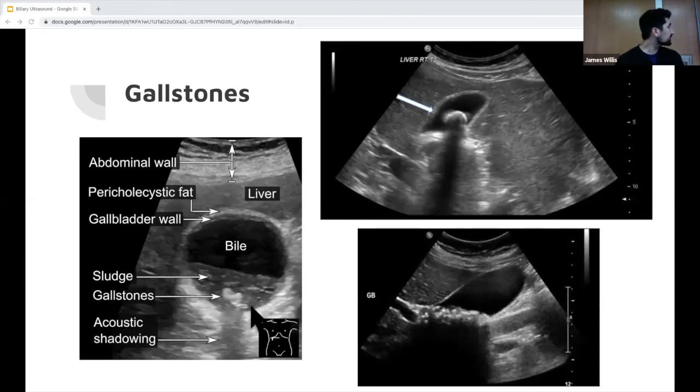Over here, you're seeing the stone itself, and what differentiates this from sludge is the acoustic shadowing. Generally, the acoustic shadowing in gallstones is pretty uniform, versus shadowing from bowel, which they call dirty shadowing. So it's not as uniform as you see from gallstones. Over here is another example. You see a large stone, and then you see the shadowing. Then over here, you're seeing many stones with the shadowing.